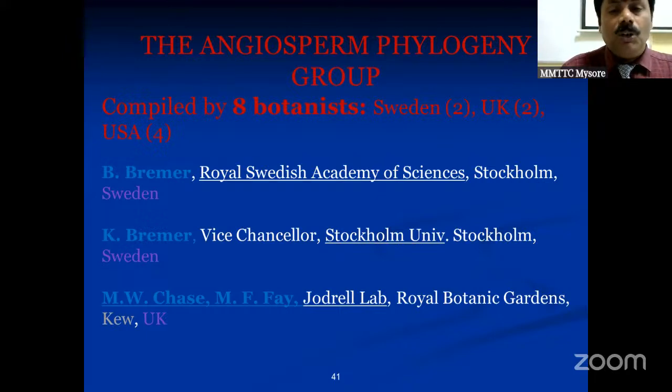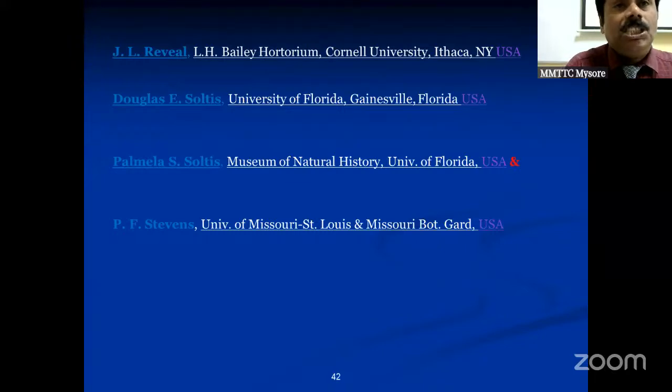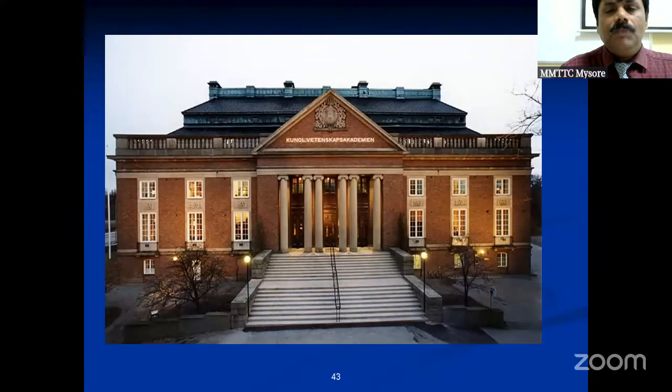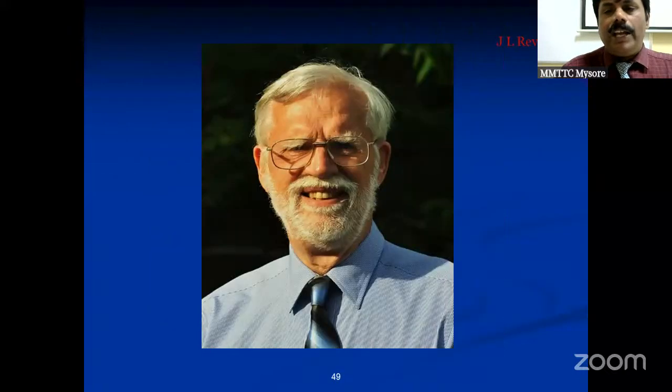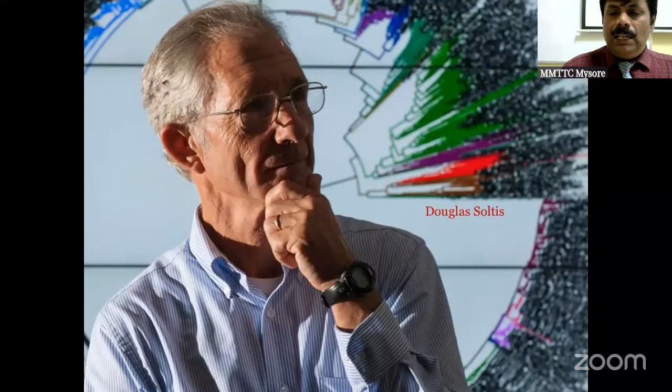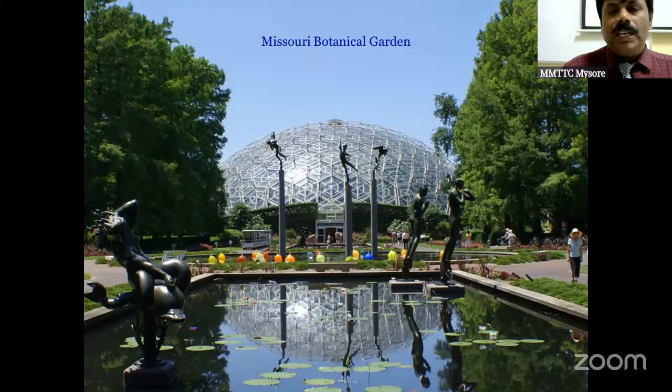APG 1, 2, 3, 4 is based on the De Jussieu publication of Genera Plantarum under the natural system of classification, where they have used 15 systems of classification, taken the molecular data and isolated genes. They have come out with the phylogeny, with 8 authors, including one taxonomist who is also serving as a vice chancellor, Bremer, Mark Chase, Mike Fay, Joel Reveal, Douglas Soltis, Pamela Soltis, and the Missouri Botanical Garden, where they have worked on that.